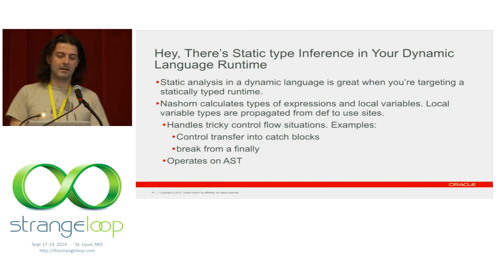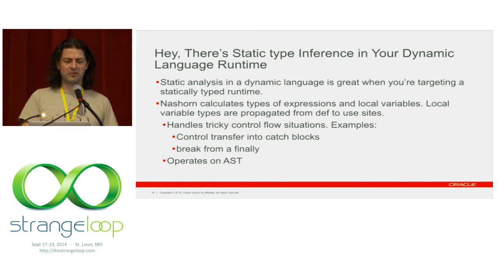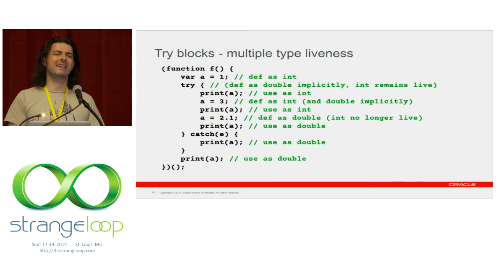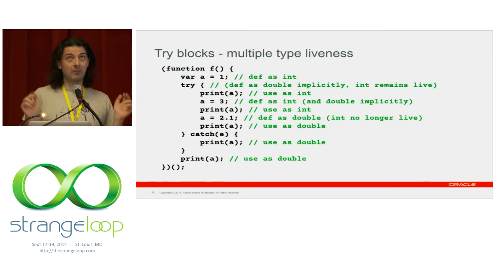So we need to handle a bunch of tricky control flow situations that you don't really think about a lot, like control flow into catch blocks. Okay, so how boring is this? But it has to be done. It's the problem with Java, the blessing really, with the Java bytecode is that it needs to be statically verifiable.